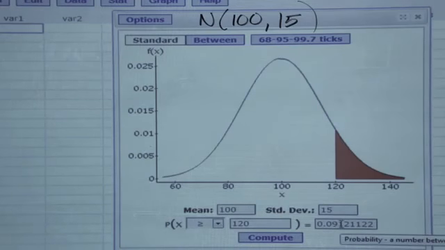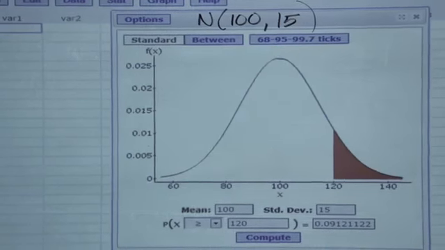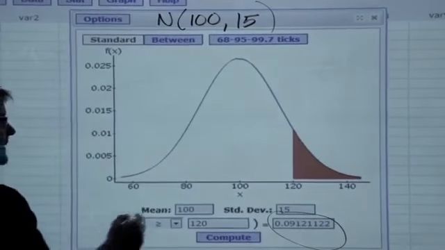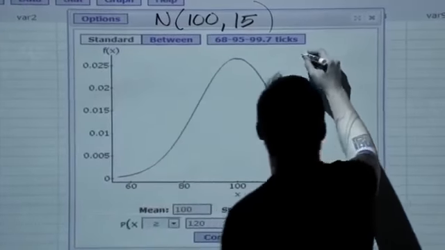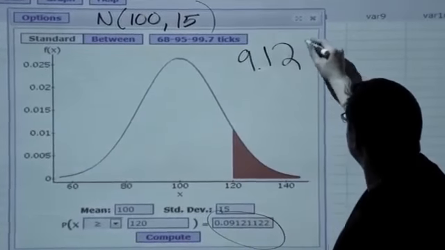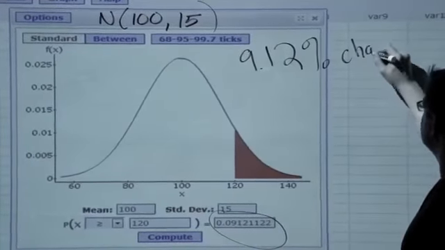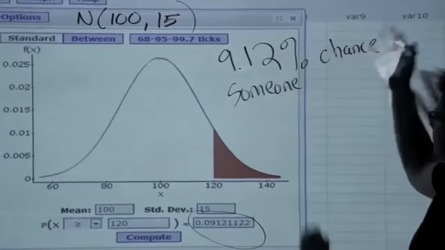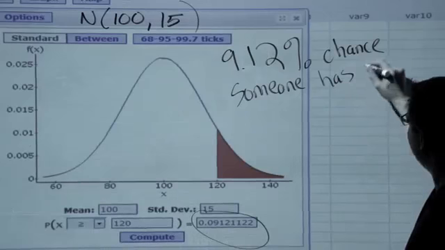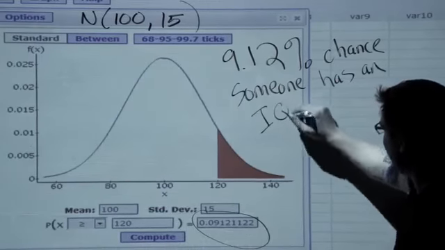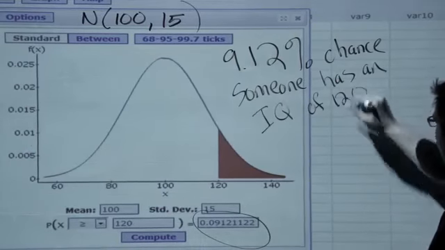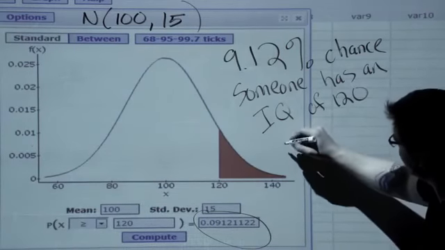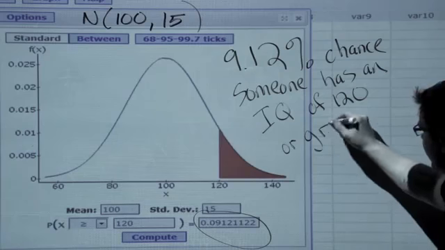So we've got a 0.0912. Answer's down here in the left box. And so if I just write, there's a 9.12% chance that someone, a randomly selected person, has an IQ of 120 or up, right? You could put a plus there or greater, or however you want to say it.